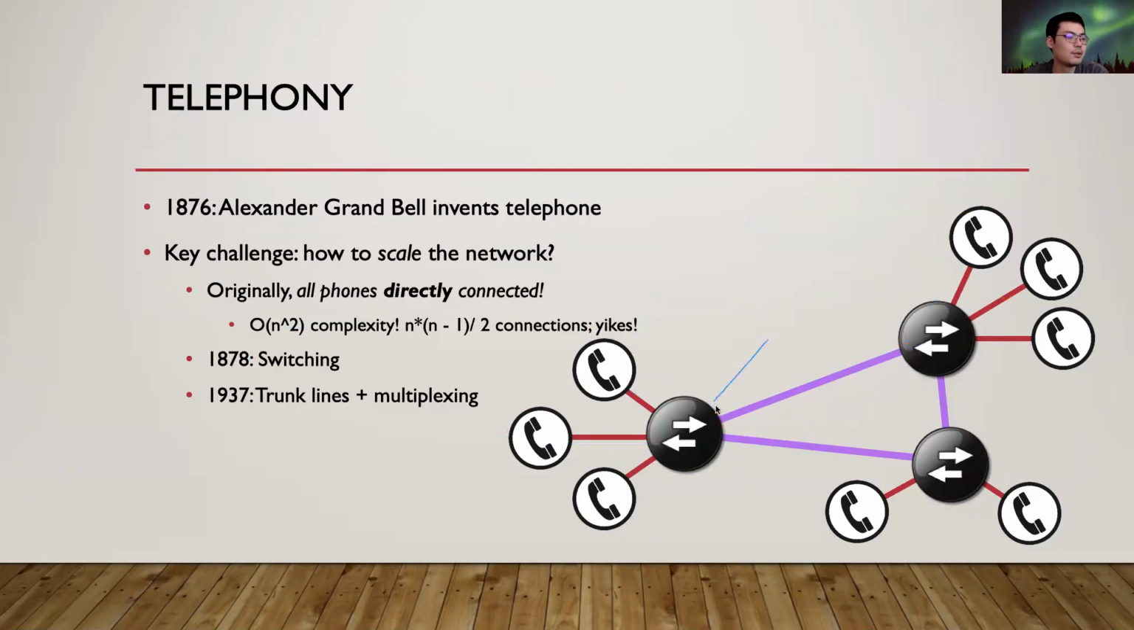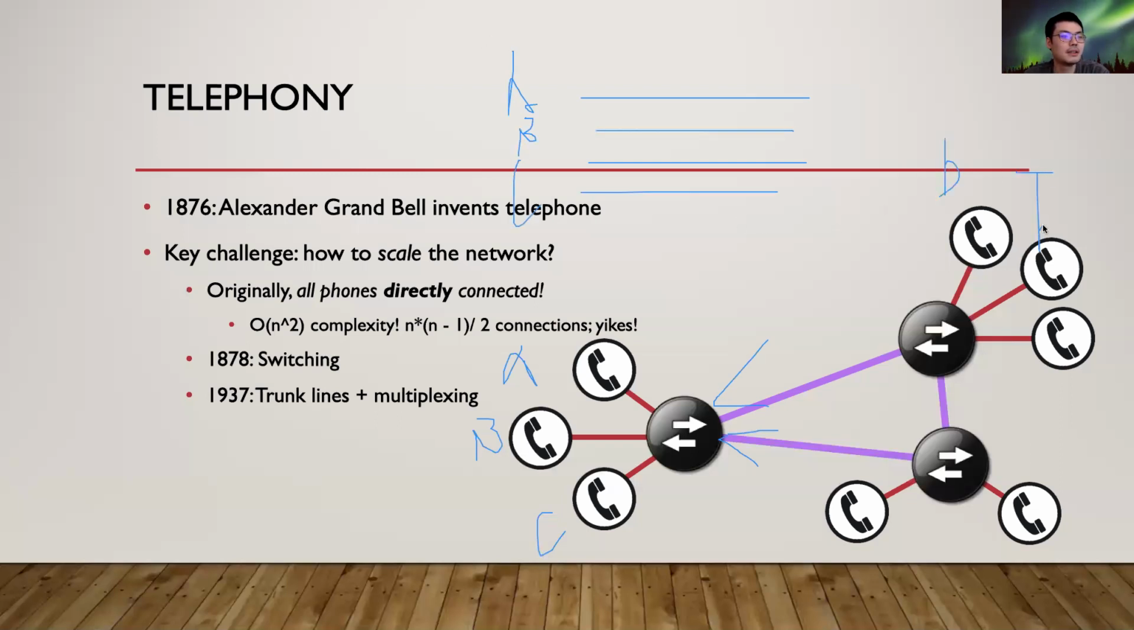For example, let's say we have two locations connecting. You can consider these are the walls like this. So I have A, B, C here, and I also have D, E, F here.